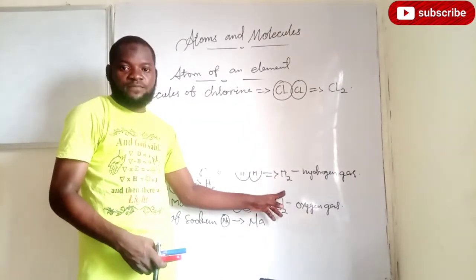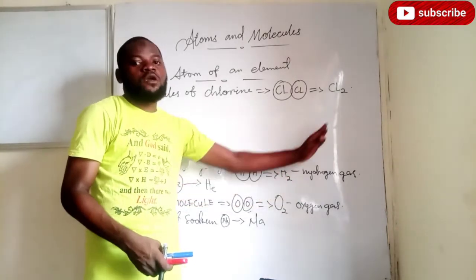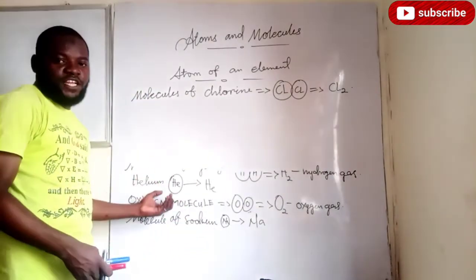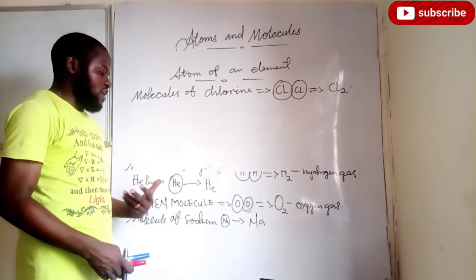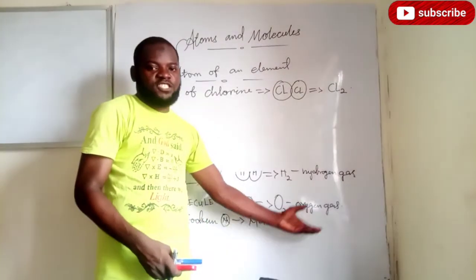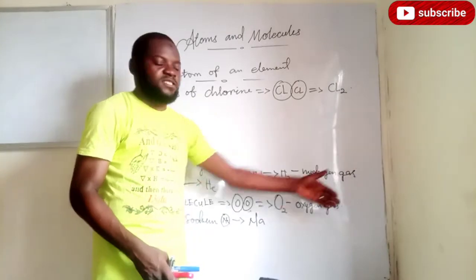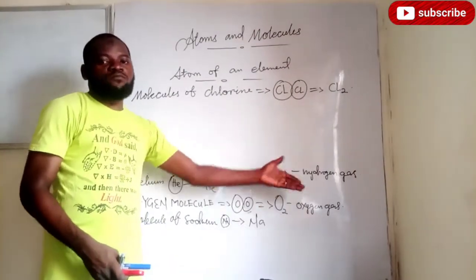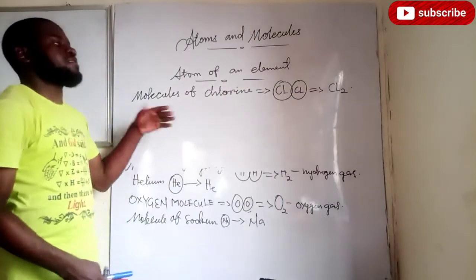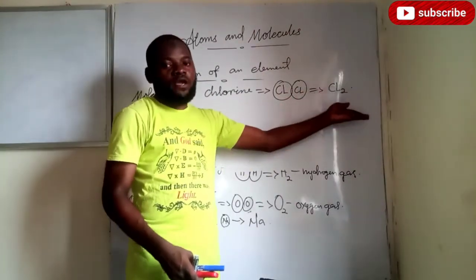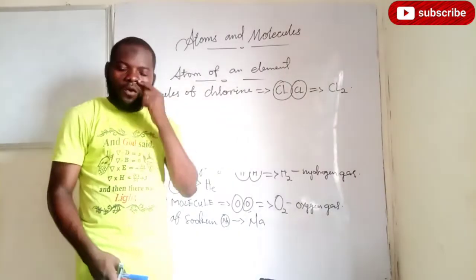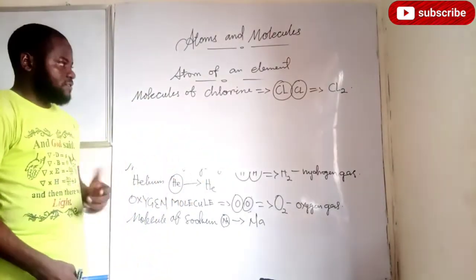We don't have new elements. So two atoms of hydrogen will make up the molecule of hydrogen. One atom of helium will make up a molecule of helium. Two atoms of oxygen will make molecules of oxygen. And one atom of sodium will make a molecule of sodium. Likewise, two atoms of chlorine will make up molecules of chlorine.